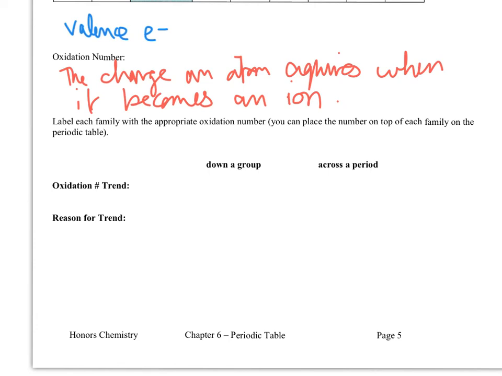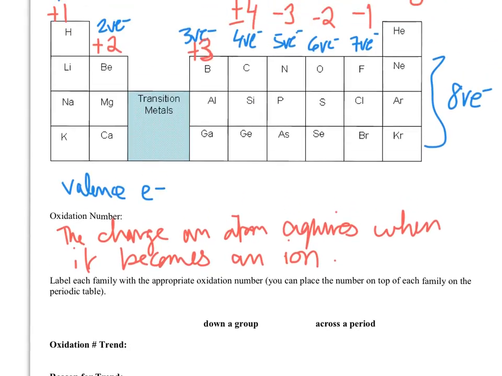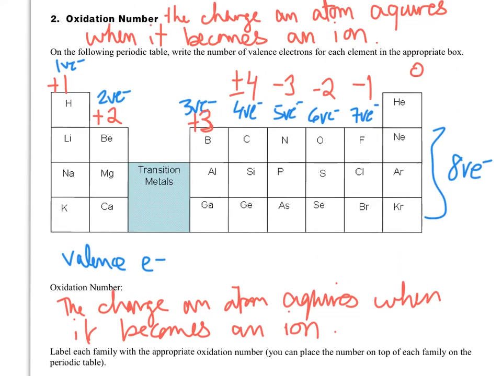And let's look at the trend across and down. So let's start with down. If you look at a family, let's look at the first family, these are all +1s. So in a family, the oxidation number is the same. What is the reason for that? Well, the reason is because they have one valence electron. And why do they all have one valence electron? Because they have the same valence electron configuration, just a different energy level.